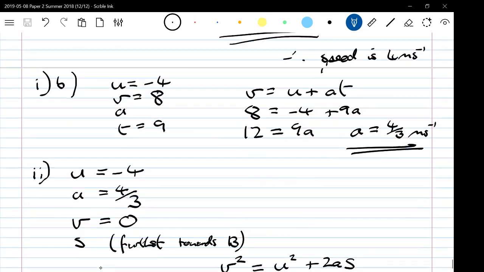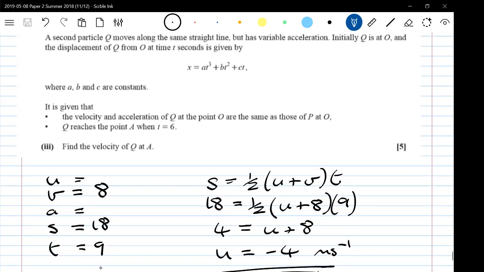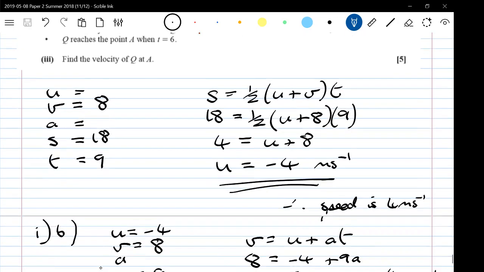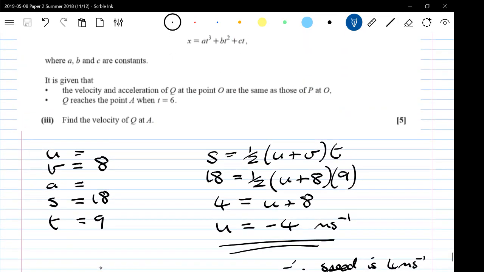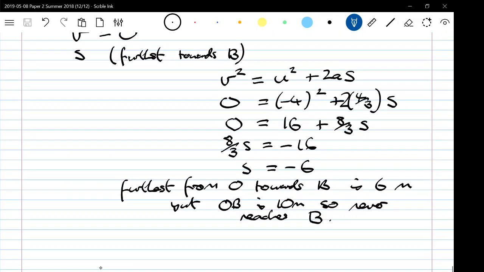Now let's look at the next bit. So now things change and we've got an equation. The second particle moves on the same straight line but has variable acceleration. Initially Q is at O, and displacement of Q from O is given by that equation where A, B and C are constants. It's given that the velocity and acceleration of Q at the point O are the same as those of P at O. Q reaches the point A when t is 6. Find the velocity of Q at A. There's lots that we're going to have to work out here, aren't there? So let's think about what we've got.